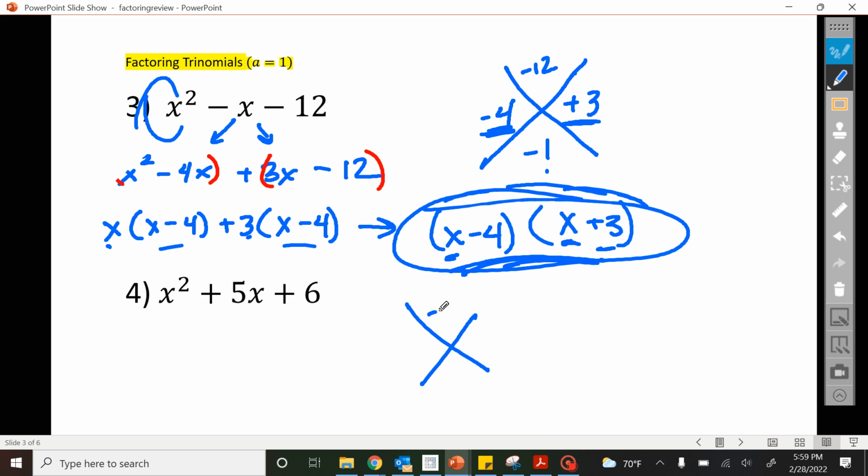Okay, so in the top is positive 6, and the bottom is positive 5. Two numbers that multiply to 6 and add to 5 are 3 and 2. However, I don't have to go through the whole process, because like I said, we can just follow the pattern.